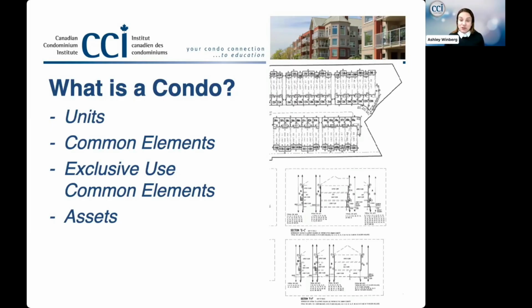In addition to having units and common elements, condominium corporations also have assets. And these can include cash, investments, potentially a superintendent unit, sometimes storage and parking units, and equipment and vehicles.